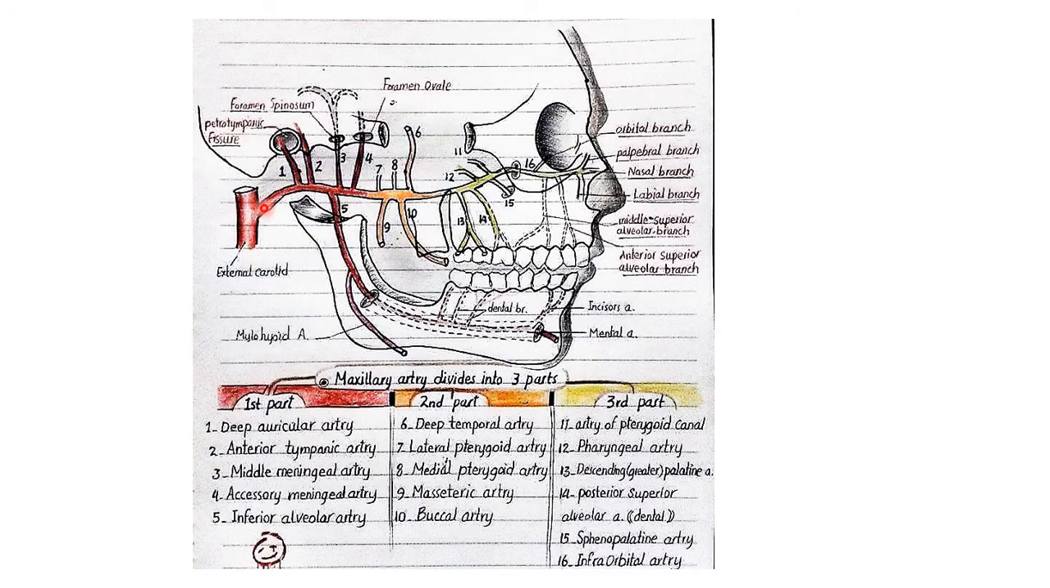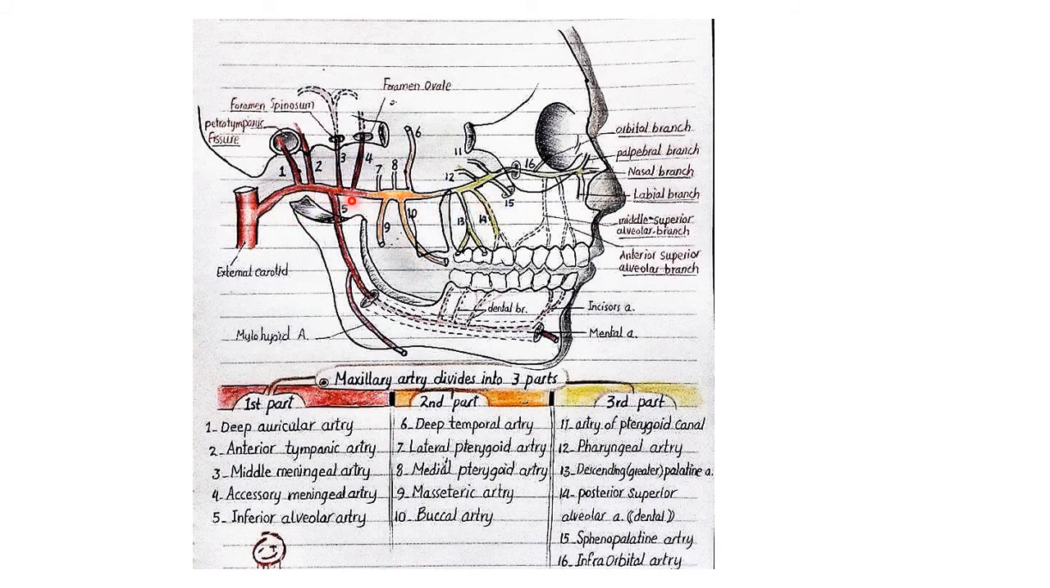Now we will discuss the branches of the maxillary artery. The maxillary artery is one of the larger terminal branches of the external carotid artery. Its course is divided into three parts according to the structures related. The first part is the mandibular part because it is related to the mandible. The second part is the pterygoid part because it is between the two heads of the lateral pterygoid muscle, and the third part is the pterygopalatine part because it is present in the pterygopalatine fossa.